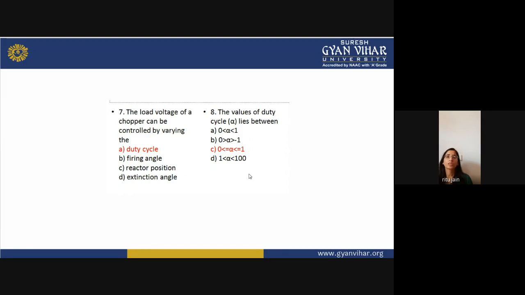Now, the next question is, the values of duty cycle alpha lie between. The maximum value of duty cycle is 1. So alpha must be greater than or equal to 0, but always less than or equal to 1. So C is the right answer for that, that the value of alpha lies between 0 to 1.